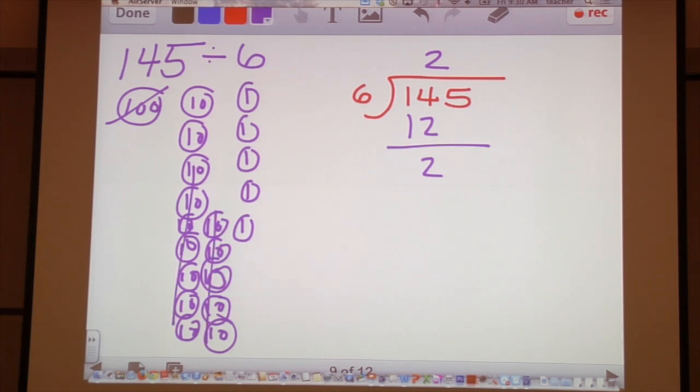But I also have those 5 1s. The 2 10s and the 5 1s then become 25 1s. Right? So now I have 25 1s in order to do that division. So 25 1s divided into 6 equal groups gives me how many 1s in each group? 4. How many 1s have I used? I've used 24. How much do I have left? I have 1. And we report that in 4th grade as remainder 1.